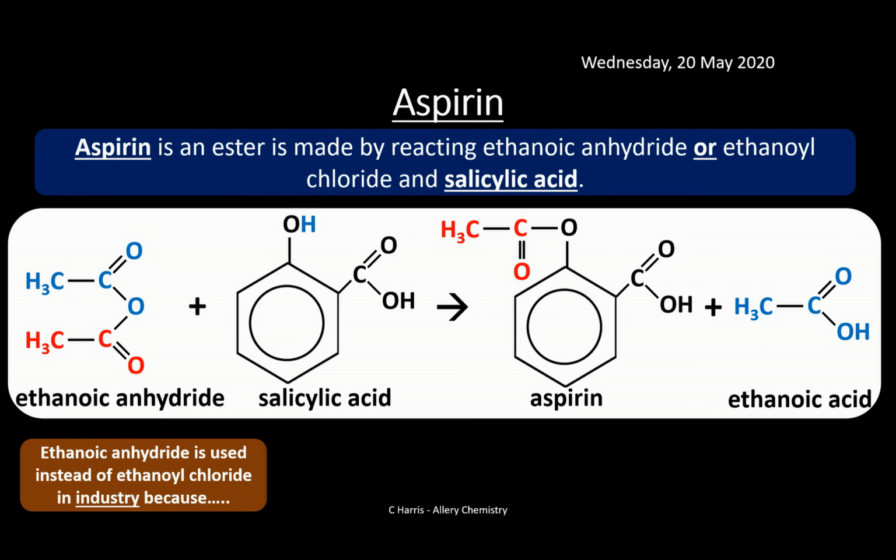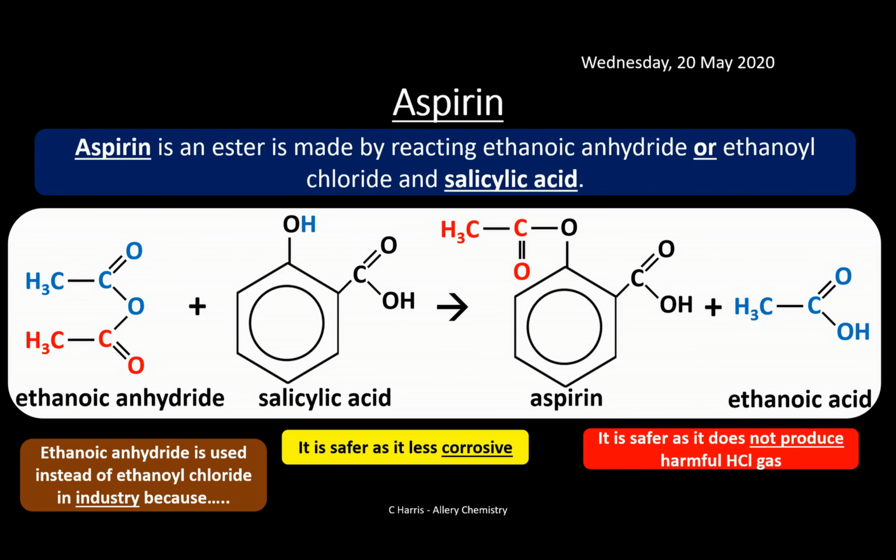So you can see here that ethanoic anhydride is used instead of ethanoyl chloride in industry. Can you think of the reasons why? Remember what we said about acid chlorides and acid anhydrides before? Well, it's safer, it's less corrosive. Acid chlorides are really, really nasty, very corrosive chemicals. You don't want to get them on your hands. The other thing is that we're not producing HCl gas. If we used an acyl chloride instead of ethanoic anhydride, then we'd get HCl produced, and that's not very good to produce. It's a lot cheaper as well, so anhydrides are cheaper to use than acid chlorides.